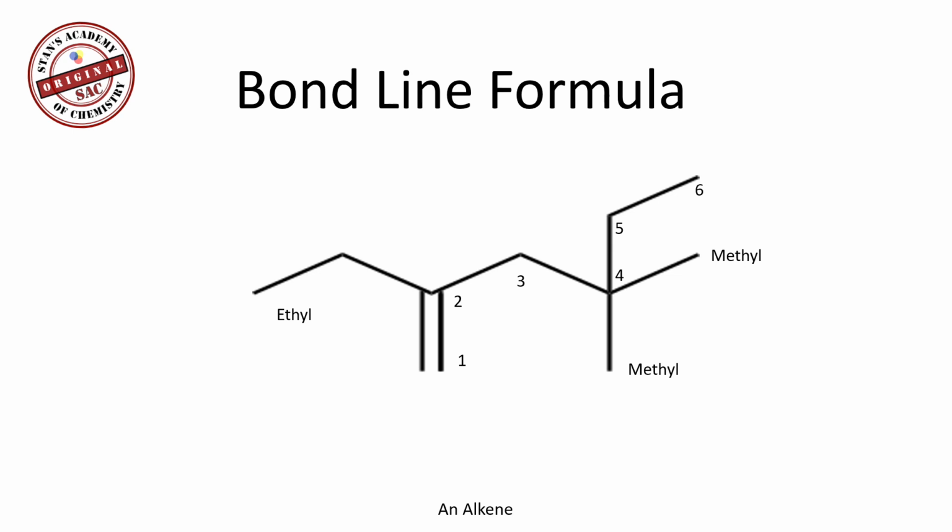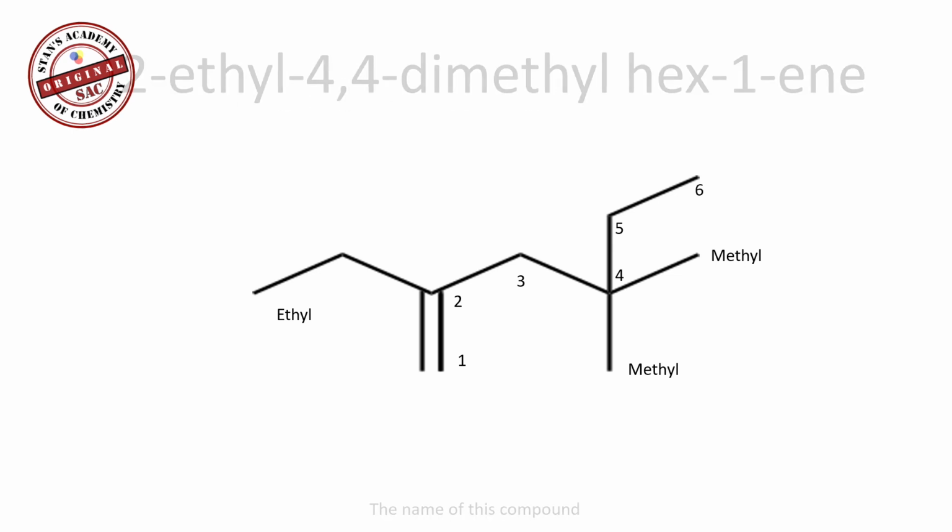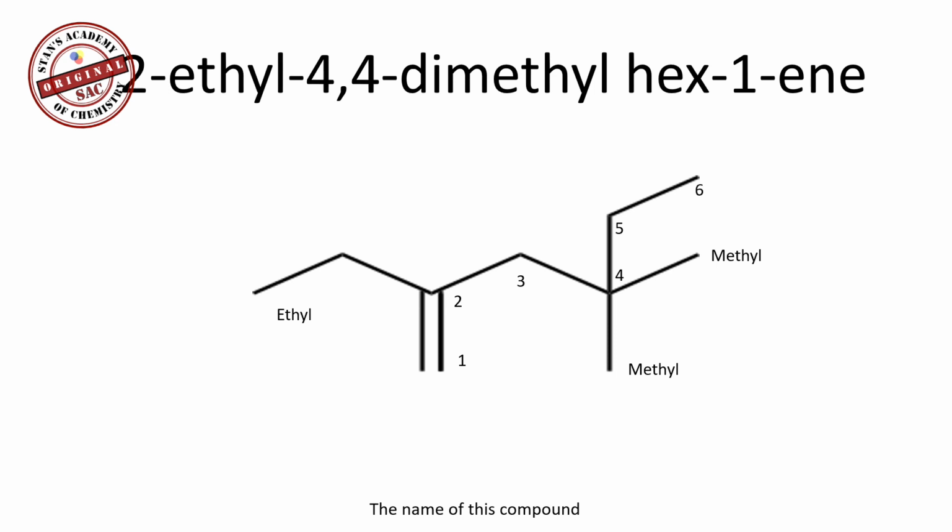On the 4th carbon atom, you have 2 methyl groups, so 4,4-dimethyl. And on the 2nd carbon atom, you have an ethyl group. The prefixes or the substituents are arranged in alphabetical order. E comes before D, therefore 2-ethyl 4,4-dimethyl hex-1-ene would be the name of the compound. And having the bond line formula makes it easy to write chemical reactions as the molecules get more and more complex. That's it for now.